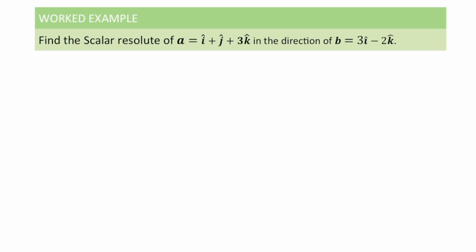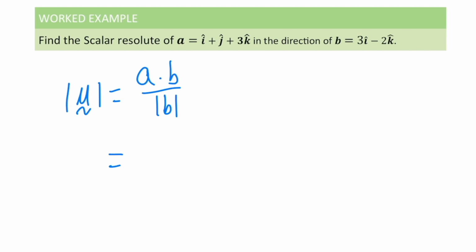However, if I'm just asked for the scalar resolute, then I have a formula I can also use to find my scalar resolute. That is simply the magnitude of the vector resolute. That is equal to a dot b over the magnitude of b. So let's just start by finding the dot product of my two vectors.